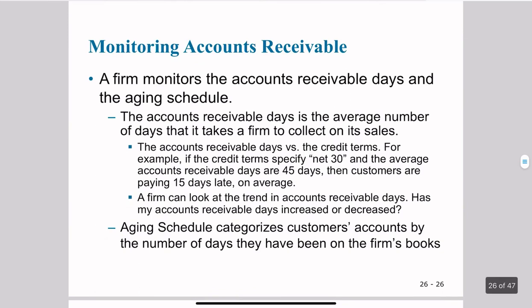Okay, now how could a firm monitor the accounts receivable? Well, the firm will look at the accounts receivable days and the aging schedule. First, the firm will think about its credit terms and compare them with its accounts receivable days. For example, if the firm has a credit term of net 30, then it basically means that all customers should pay the firm within 30 days.